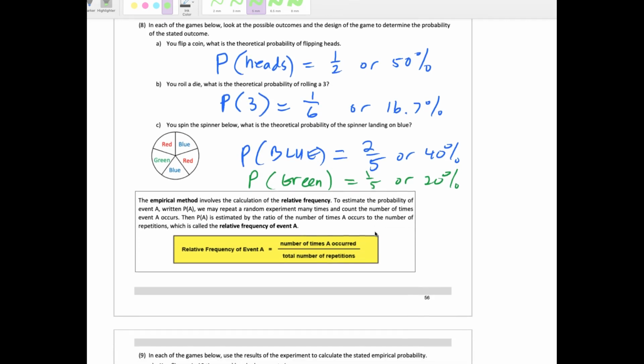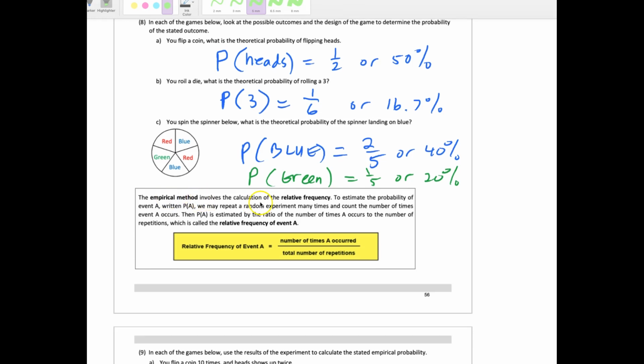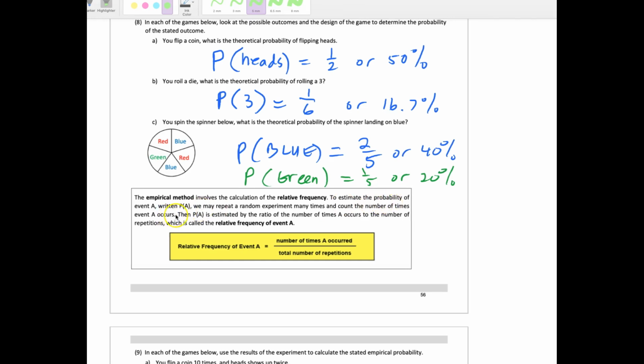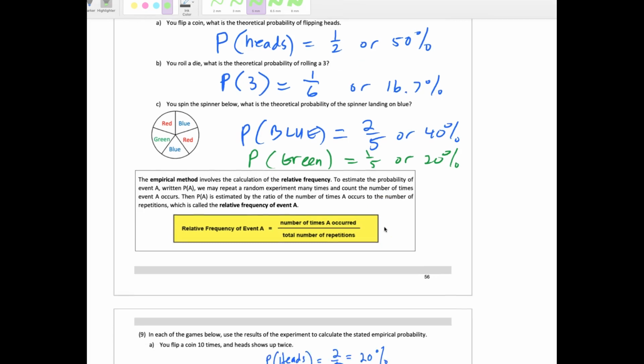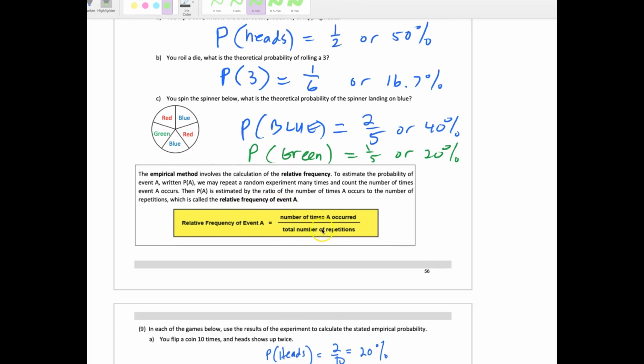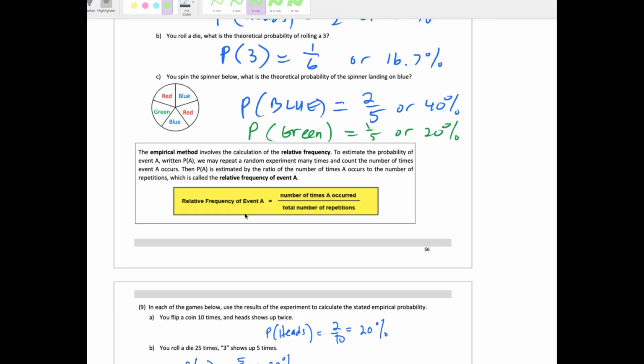And now we have another type of probability called empirical probability. It involves the calculation of the relative frequency, how often something happens. And it's through observation that we can estimate the probability of some event, given how many times it's occurred in the past, divided by the number of what we call repetitions. The probability of A is estimated by the ratio of the number of times A occurs to the number of repetitions. This is called the relative frequency of the event, or the empirical probability.